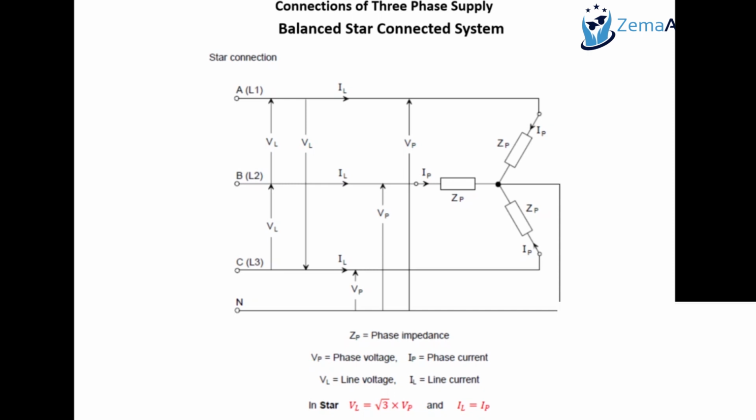The 3 line voltages are VAB, the voltage between line A and B. Similarly, VBC and then VCA, 3 line voltages. And we have 3 phase voltages across the load: VAN, the voltage between line A and neutral, VBN and VCN.